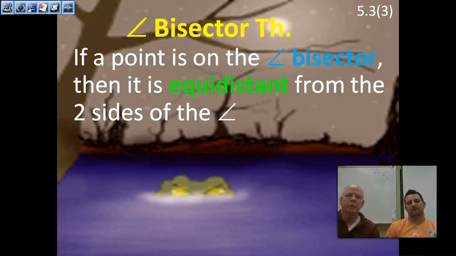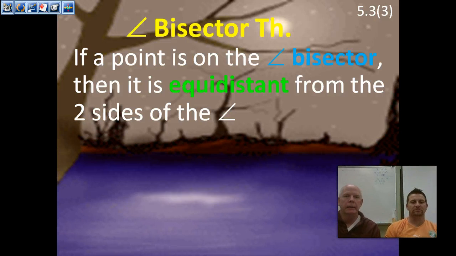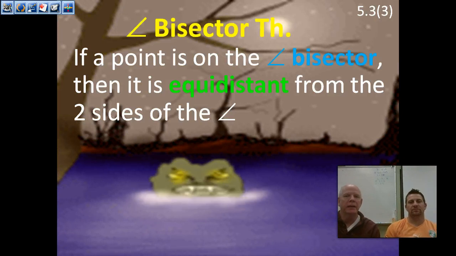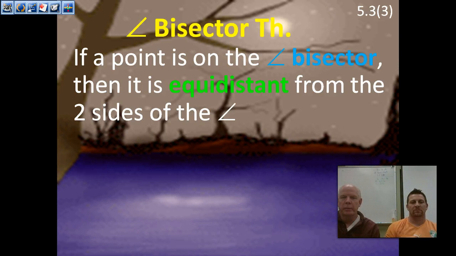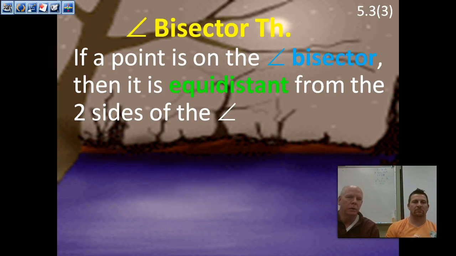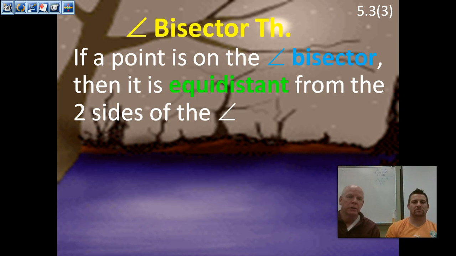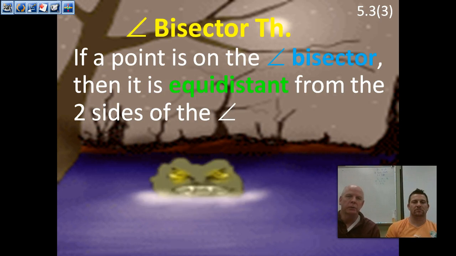All right, hey guys, we are ready to start section 3 of chapter 5, and section 3 has to do with angle bisectors. So we need to remember what that concept is. An angle bisector is a ray or line that bisects an angle, that cuts an angle exactly in half. So it creates two congruent angles.